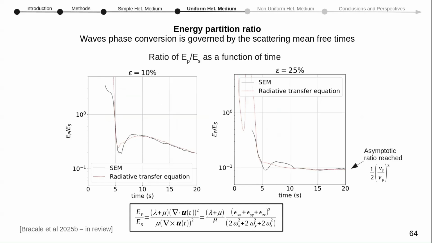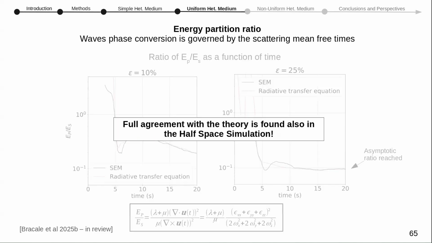It's interesting to see that the dynamic is accelerated in the 25% case, so we even reach the asymptotic limit, which in this case is not given by the scattering mean free path, but by the elastic properties of the medium. The same analysis that we did in the full space medium was also performed in the half space medium, showing that there is a good agreement with the theory.